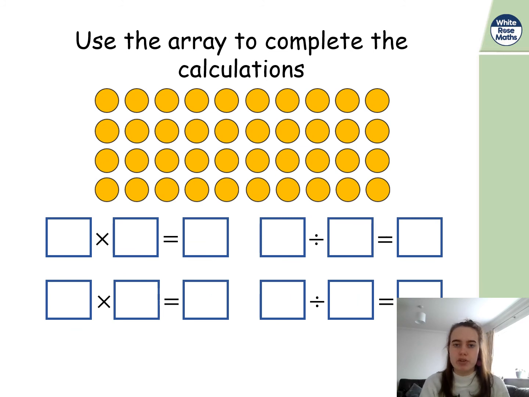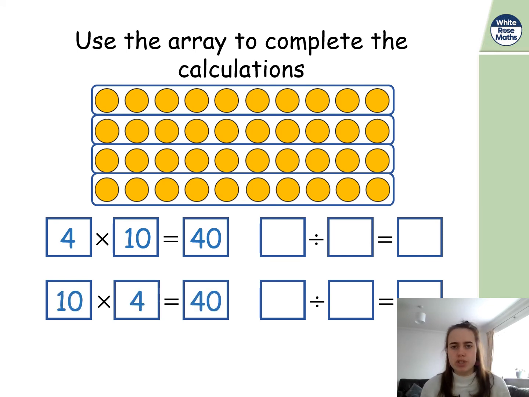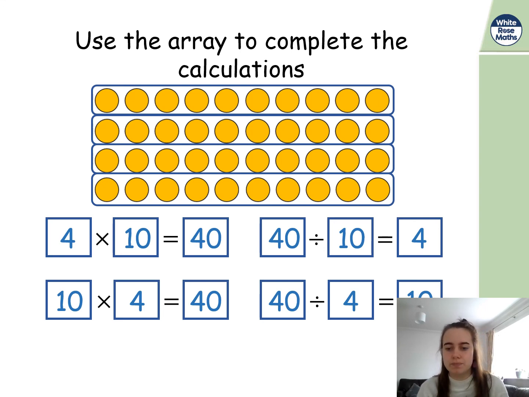So this time we've got a different array. See if you can have a go now at this one. So we've got 4 lots of 10, or 4 multiplied by 10, or 10 multiplied by 4. What do you think the division number sentence will be? If we know that 40 is our whole of all of our array there, we must indeed have 40 at the beginning of our number sentences. So 40 divided by 10 equals 4. And then we can also switch around the groups and how many in the group. We can have 40 divided by 4 equals 10.